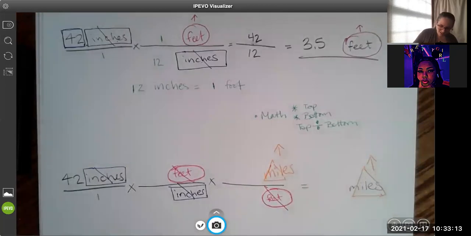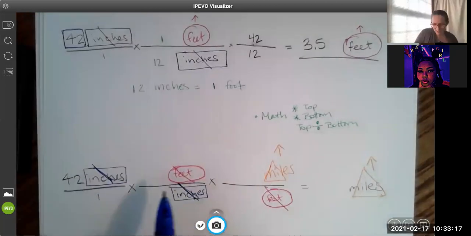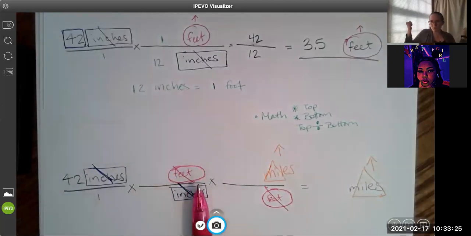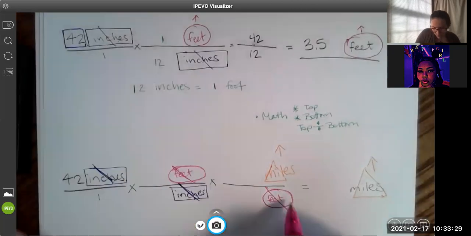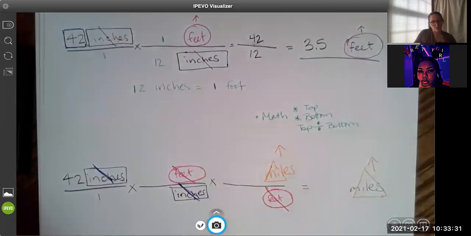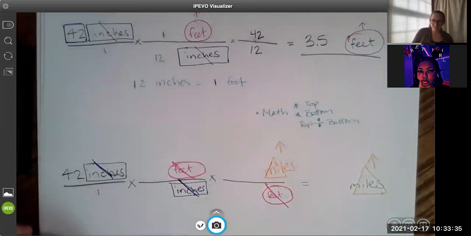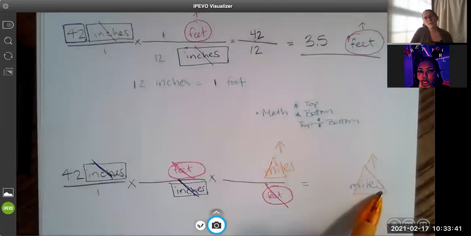So you started in inches and you canceled out the inches by taking it from the top to the bottom. Great. That's exactly what you wanted to do. You converted it to feet because feet are like a middle size. But we're not done yet. We have to get rid of the feet also. So we put those on the bottom also. Canceled out inches, canceled out feet. We're going to solve for miles, and miles is what you're solving for.